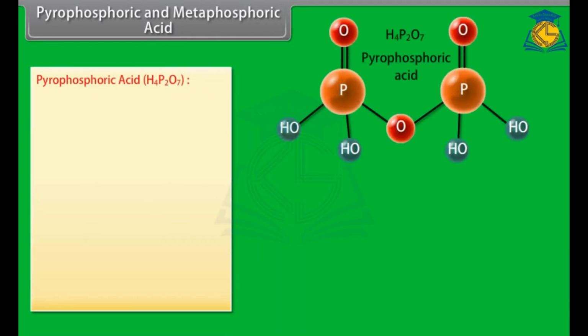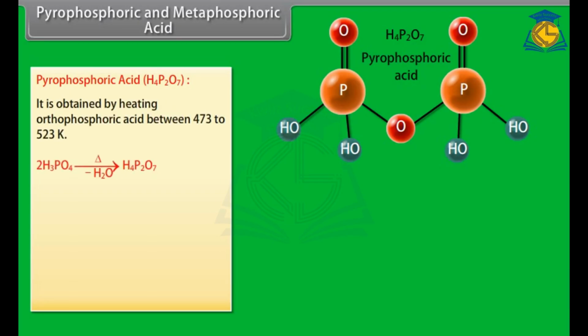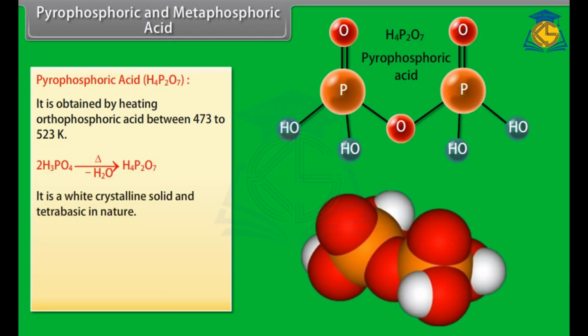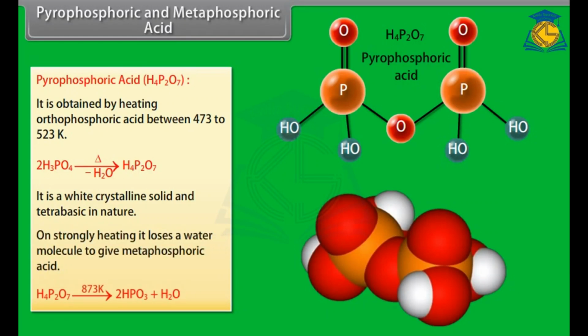Pyrophosphoric acid. It is obtained by heating orthophosphoric acid between 473 to 523 Kelvin. It is a white crystalline solid and tetrabasic in nature. On strongly heating it, it loses a water molecule to give metaphosphoric acid.